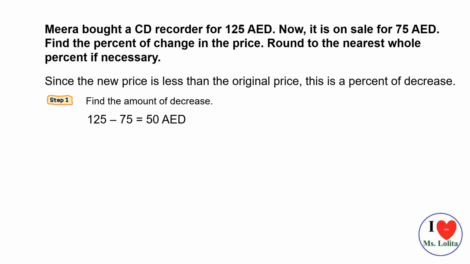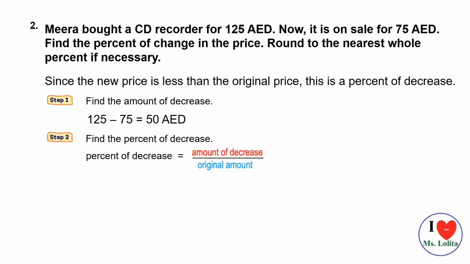Let us solve it step by step again. First, we're going to find the amount of decrease: the original price minus the new price. It will give us 125 minus 75, which is 50 dirhams. Next, we are going to find the percent of decrease. We're going to use the equation: percent of decrease is the amount of decrease over the original amount.